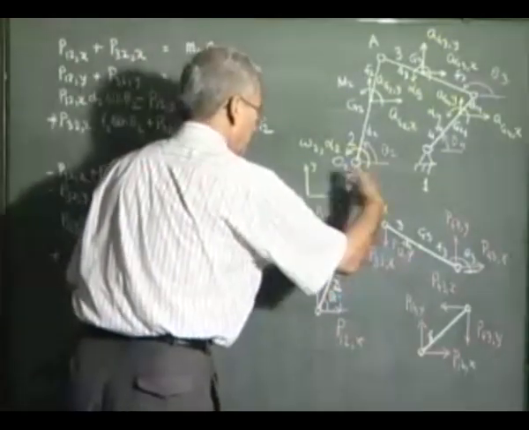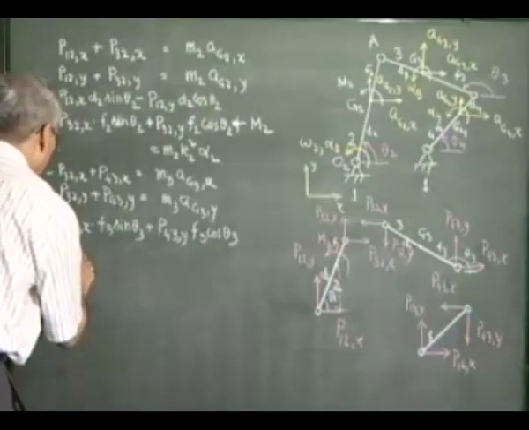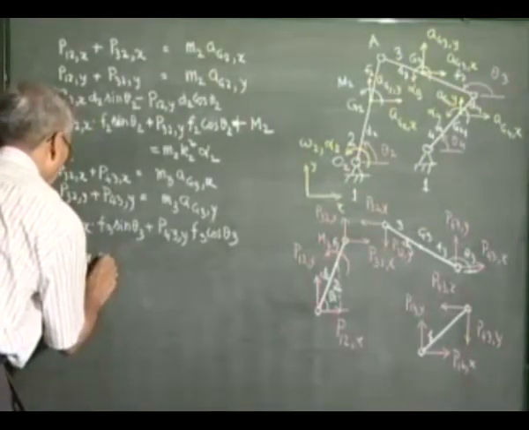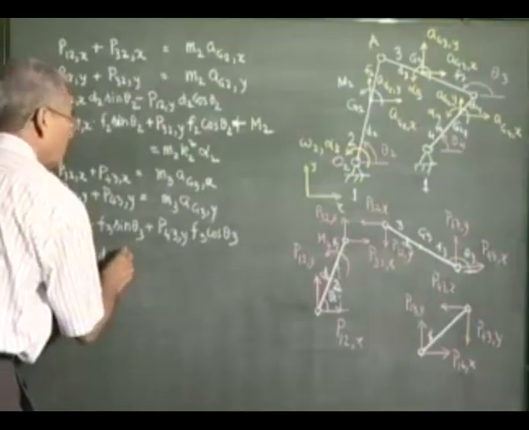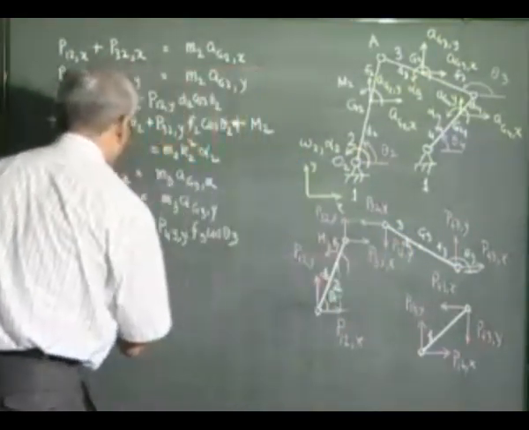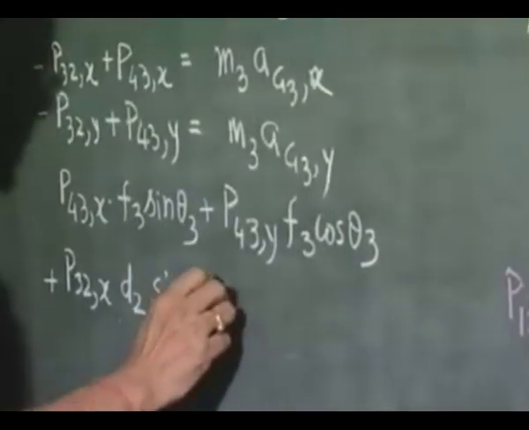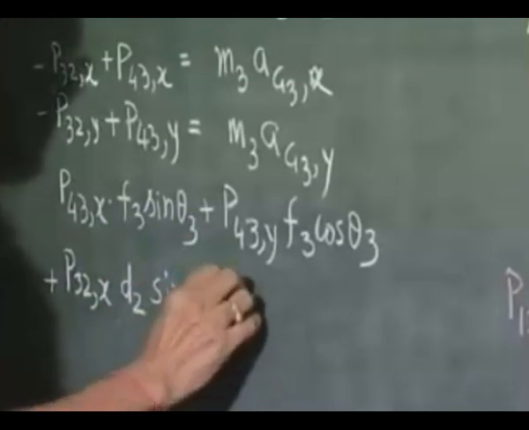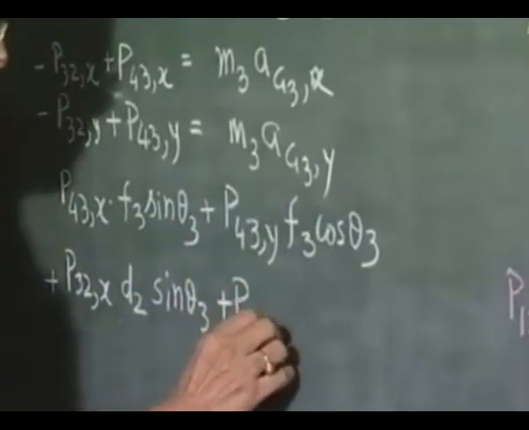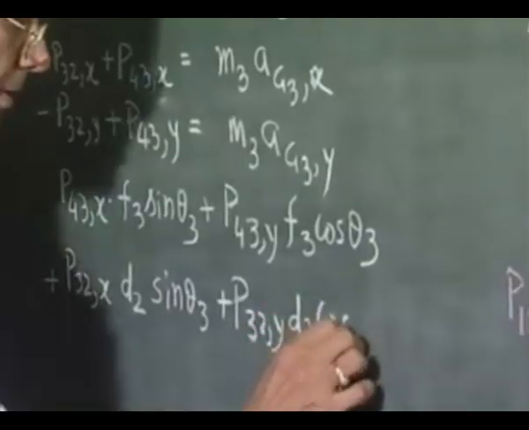This also will produce a clockwise moment, P32 x d2, the moment arm will be this, and this is equal to d2 sine theta 3. This will also produce an anti-clockwise moment, that is P32 y d3 cos theta 3.